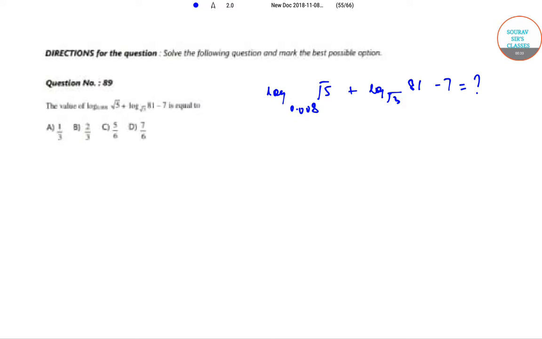So now 0.008 is equal to 8 by 1000, that is equal to 1 by 125, which is equal to 5 to the power minus 3.